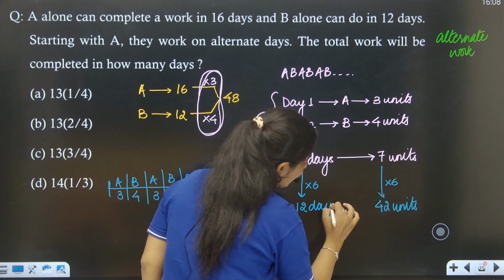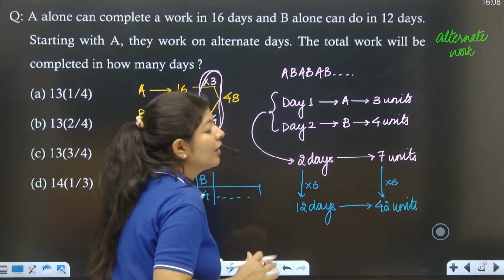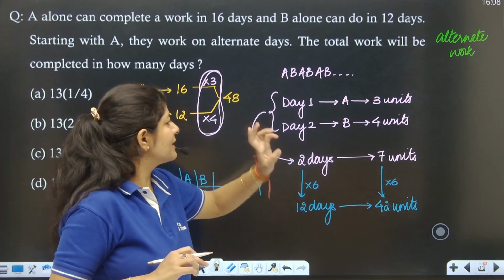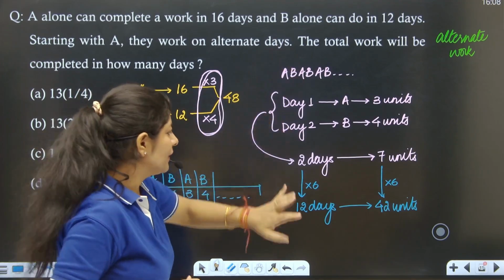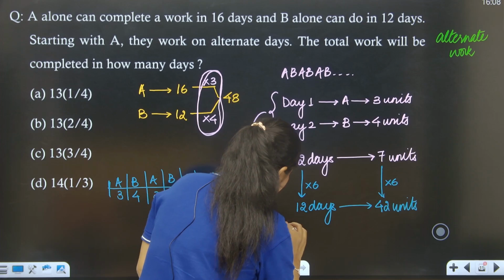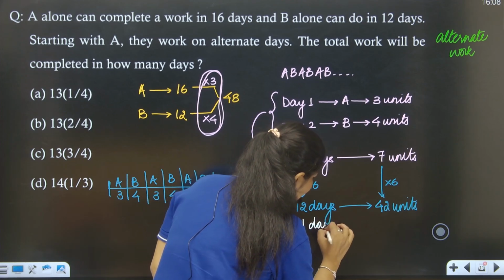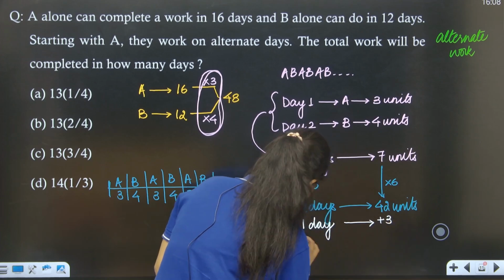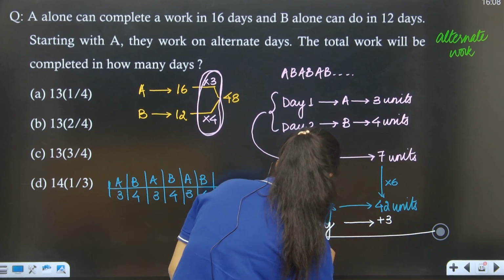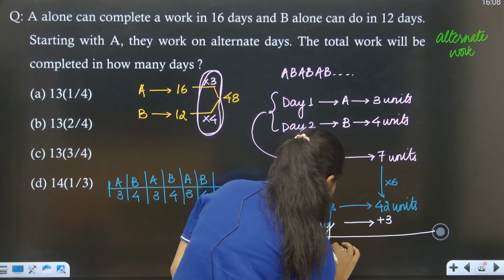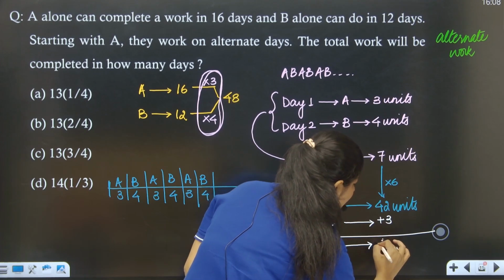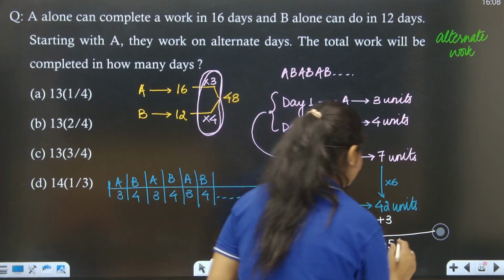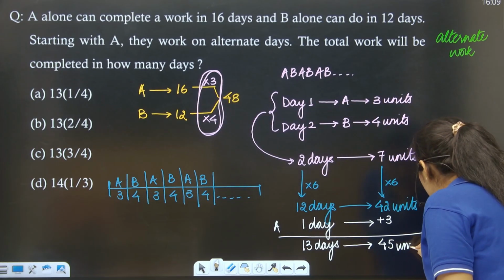So in the 12 days, how many units of work is completed? 42 units of work is completed. Now, in such a scenario, the same cycle is repeated: AB, AB, AB. Now, who came? A came. He took 1 day of time and he completed 3 more units of work, so plus 3. That means at the end of 13 days, 45 units of work is completed.